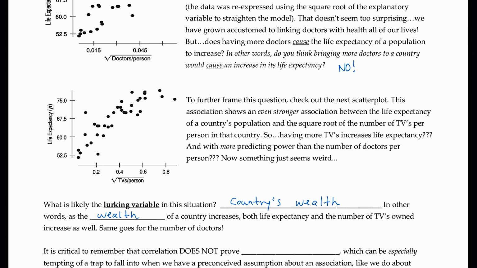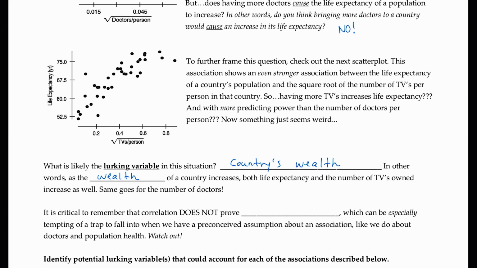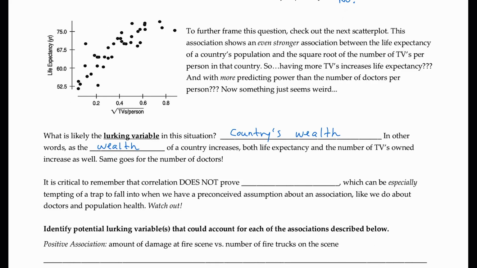So hopefully you said or brainstormed something like this. There might be even other scenarios that we can discuss to see if it makes sense. But the one I came up with is the wealth of the country seems to be the lurking variable. As wealth increases in a country, people can afford to buy more televisions, which increases the number of televisions per person. On the other hand, more money means they could probably take better care of themselves, eat healthier, go to the doctor more often, afford the medicine and drugs, the things that will keep them alive.